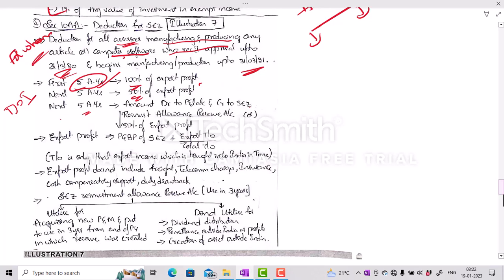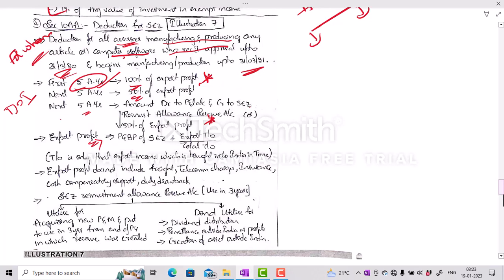What will be the amount debited to P&L account? It will be the lower of reinvestment allowance reserve account or 50% of export profit. So we have two terms here, export profit and reinvestment allowance reserve. We don't know the meaning of these two. So let us learn in that one. Export profit. How we will calculate that one? PGBP of cess, complete total profits into export turnover by total turnover.